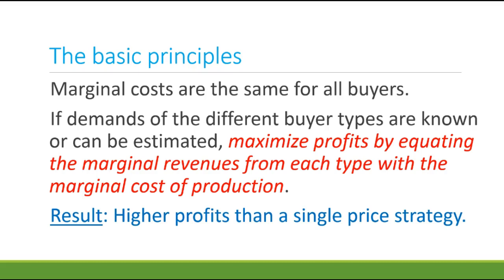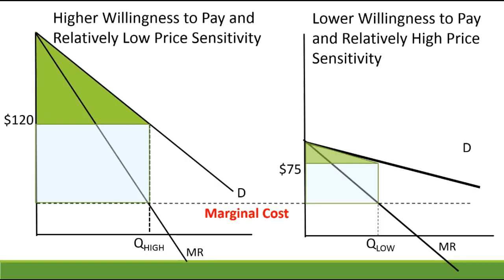By dividing up our buyers like this and creating a bunch of different markets, we're going to be producing higher profits than we would if we restricted ourselves to charging just a single price to everybody. So let's just consider a simple picture that illustrates the basic idea. Suppose that we can divide up our customers into two different groups.